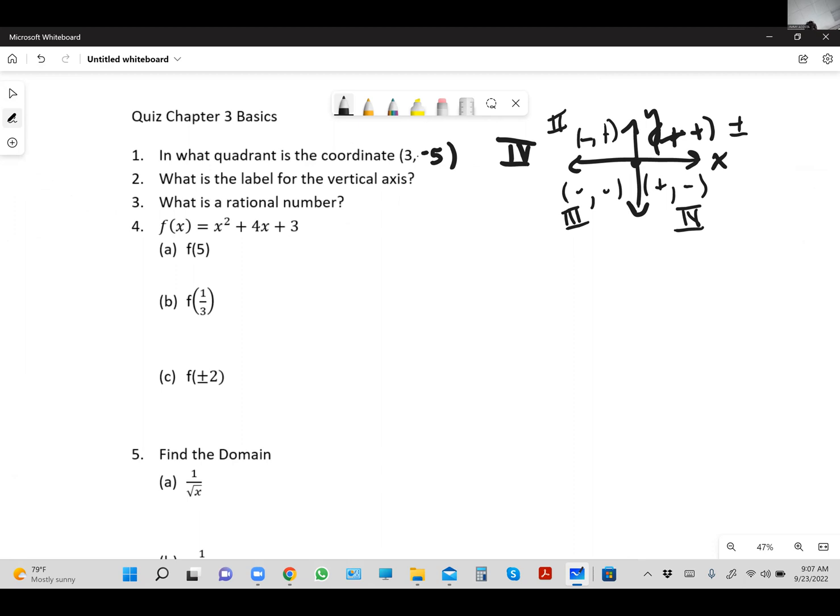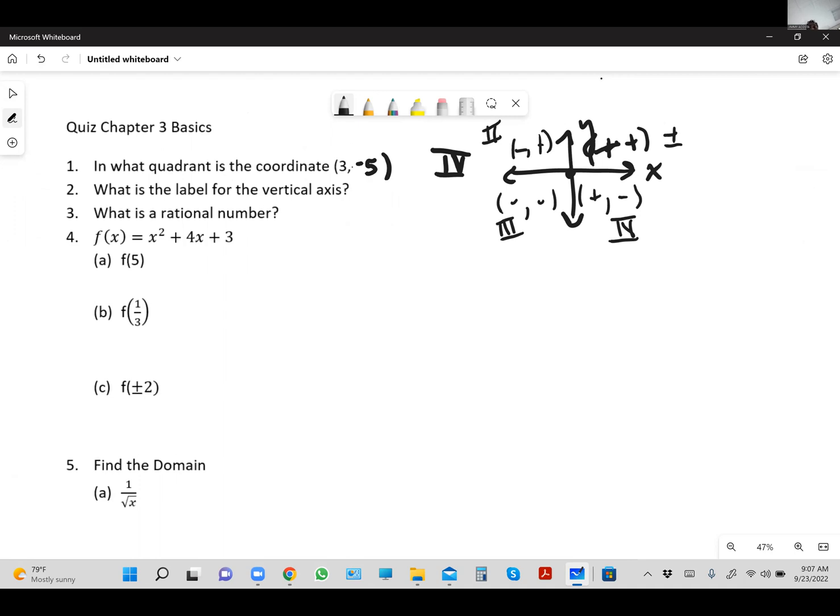All right. Now, what do we label the vertical axis? Number 2, what's the vertical axis called? The y-axis. How about the horizontal one? The x. Yes. Now, guys, what is a rational number? What is a rational number? A number that can be expressed as a fraction, please remember that. Now, remember, this number is going to be infinite, but it has a pattern to infinity, correct?